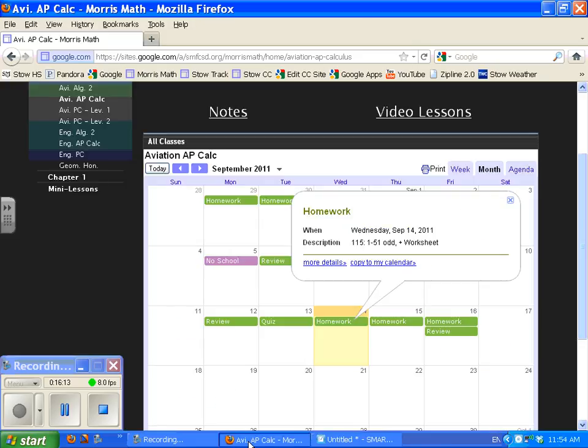And I need to get a copy of this worksheet for you. So you have page 115, 1 through 51 odd, plus a worksheet. We just did 40 examples in like 15 minutes. I think you can handle this.